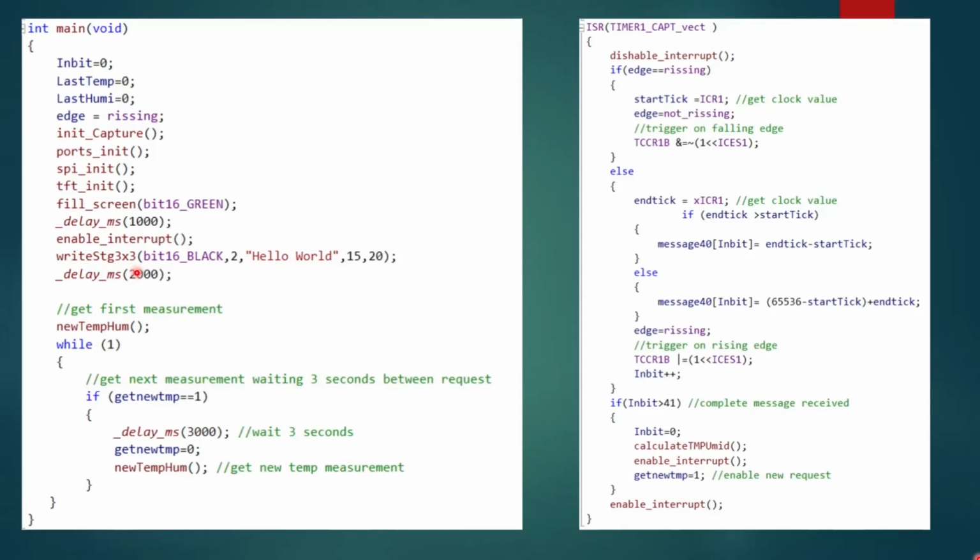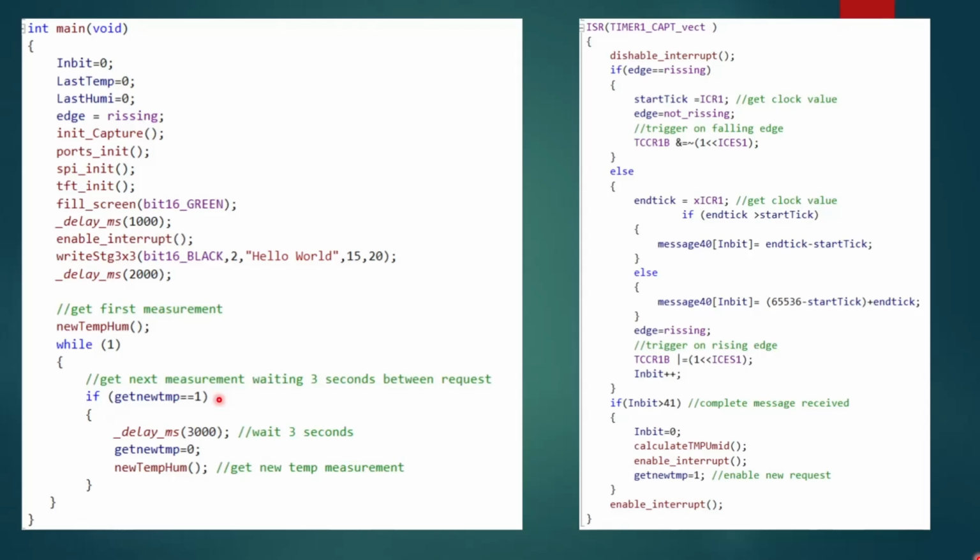Wait 200 milliseconds. So at this point, what we have is initialize whatever needs to be initialized, and we place in the display the word hello world. Next, we start by requesting a new measurement. As soon as we request a new message, we're going to get into our loop. Now the first thing we ask is get new message equal to 1?